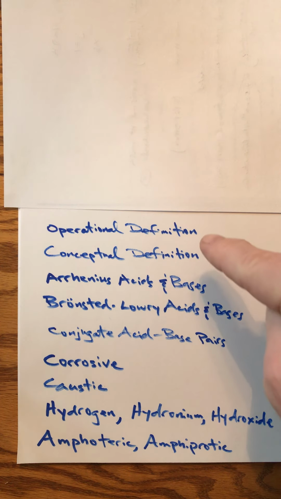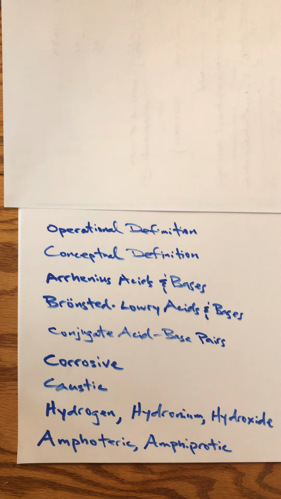We're going to talk about operational definitions, conceptual definitions, Arrhenius acids and bases, Bronsted-Lowry acids and bases, conjugate acid-base pairs, the terms corrosive and caustic, hydrogen, hydronium, and hydroxide, amphoteric, and amphiprotic. That's a fistful of words right there.